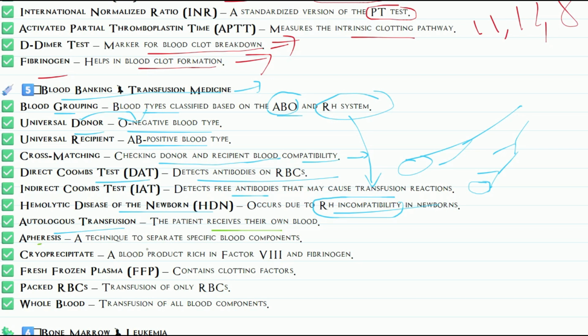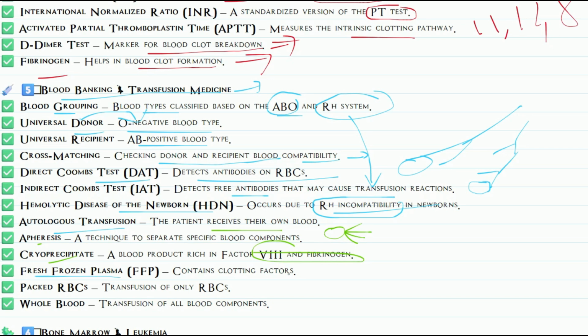Then we have apheresis, a technique to separate a specific blood component. Mainly we have whole blood and we separate the plasma, RBCs, platelets, or the WBCs. So these are the different components we separate through this technique called apheresis. Cryoprecipitate is a blood product rich in factor 8 and fibrinogen. We give cryoprecipitate to patients who have a deficiency of factor 8 or fibrinogen, right?